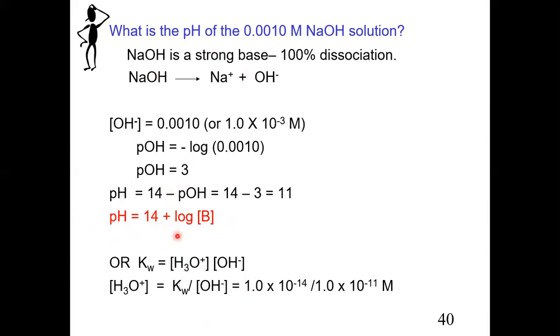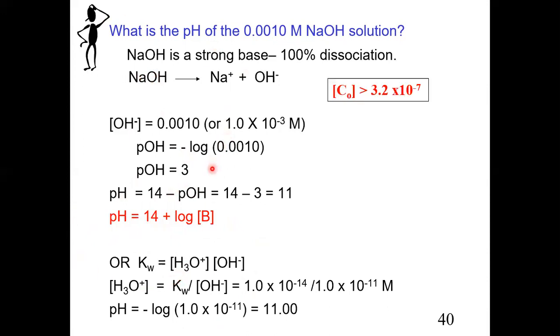And you can take a look at this using another way. I'm not going to get into it. Again, this is under the concentration where it's greater than 3.2 times 10 to the minus 7. I will repeat this number so you can memorize it.